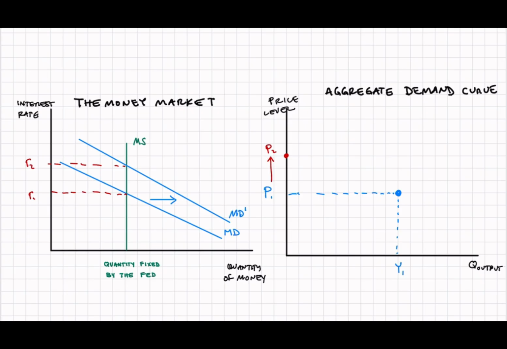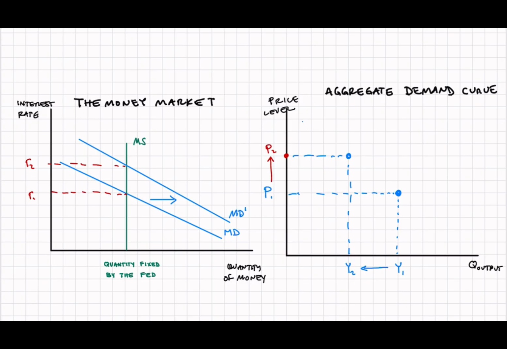So now that we have higher interest rates, what impact will that have on our aggregate demand? Well, because of higher interest rates, there'll be less investment. And as a result, our aggregate demand is going to decrease to Y2. And so now we get this point right here in our aggregate demand curve.